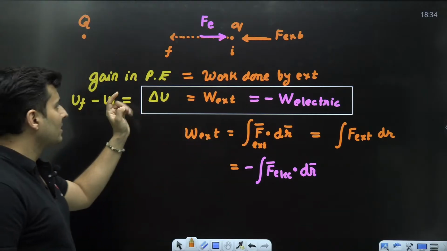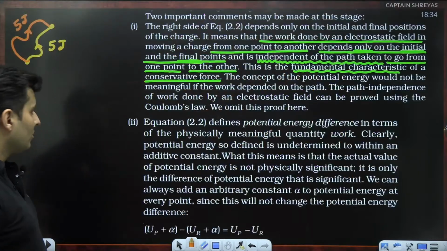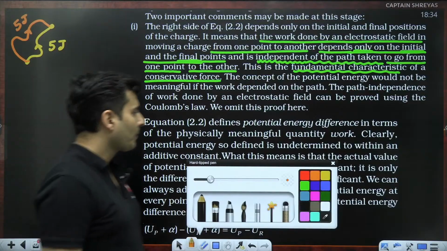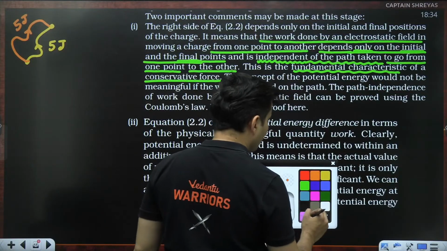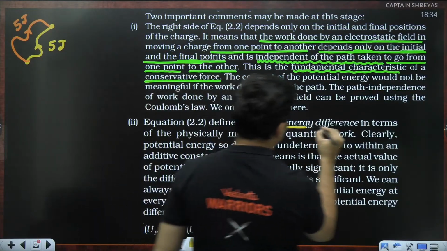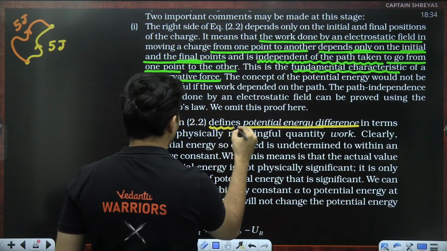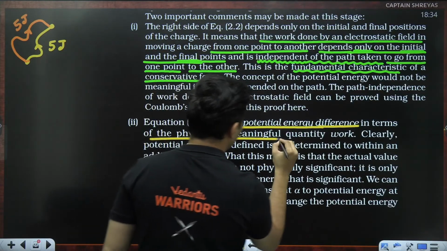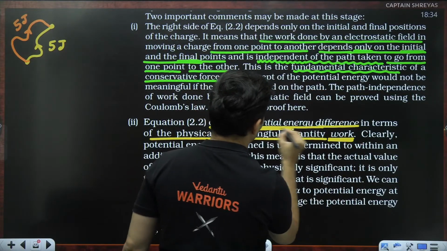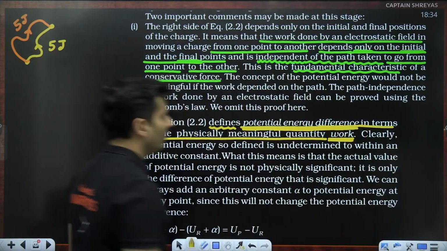It defines the change of the potential energy in terms of work. So you can see energy difference is defined in terms of work. Very interesting. So let's block it over here. Potential energy difference is defined in terms of a physically meaningful quantity, which is basically work. So potential energy difference is in terms of work.